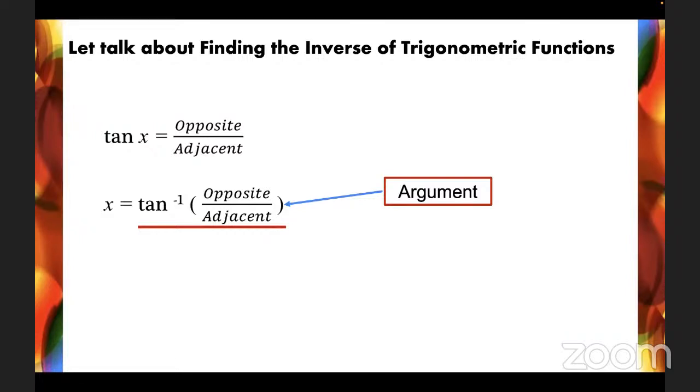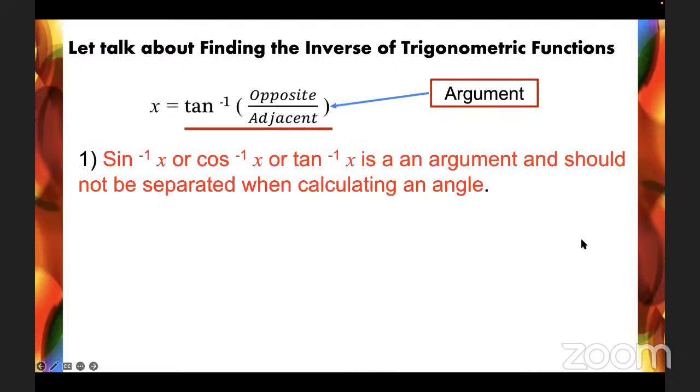I should just quickly say that the inverse is really asking you, what is the angle that has this value for tan? What's the size of the angle that has this value for tan? It doesn't matter what two numbers I'm dividing, but this is the ratio it works out as. So that ratio is called the argument, and we are going to use that argument to get the angle.